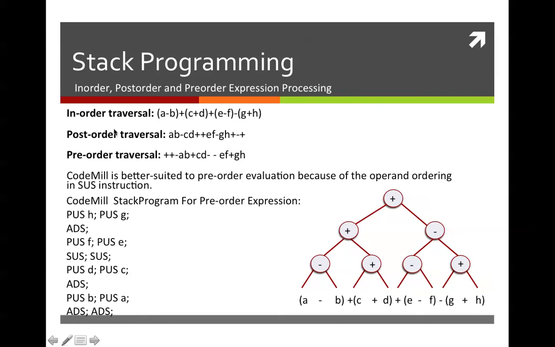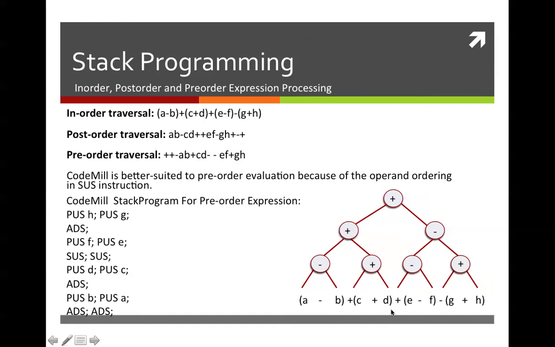If it's post-order traversal, we go left subtree, right subtree, and then root. So that means we come down here, and then we go to the left of that, and the left of that. So it's going to be A, and then right, B, and then minus. So A, B, minus. Now we go to the right-hand side, left, right, and root, which is CD plus. And then now we finish that, we put the second plus, which is that.